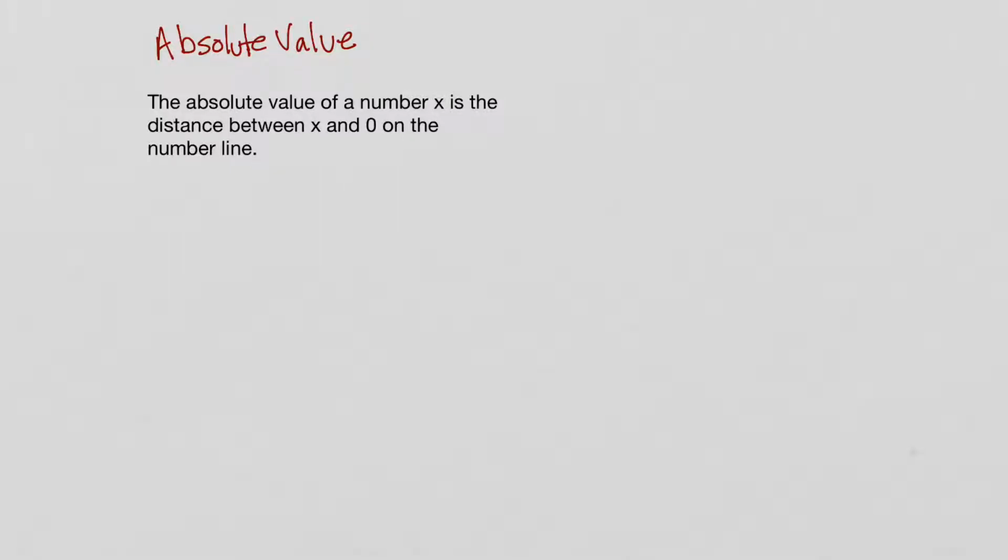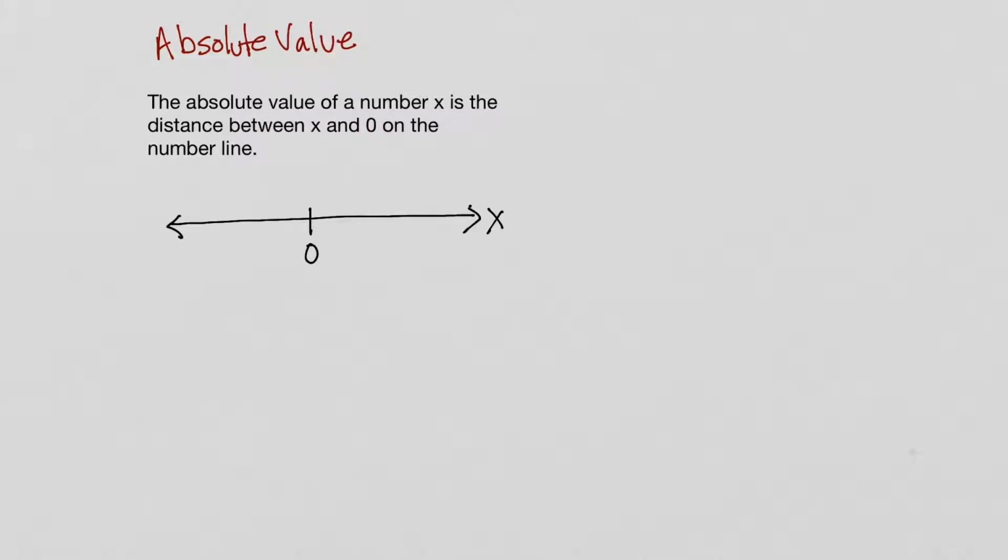We want to talk now about absolute value. So the absolute value of a number, and let's just call that number x. X could represent any number at all. Well, the absolute value of x is the distance, so think of distance, between that number x and 0 on the number line.